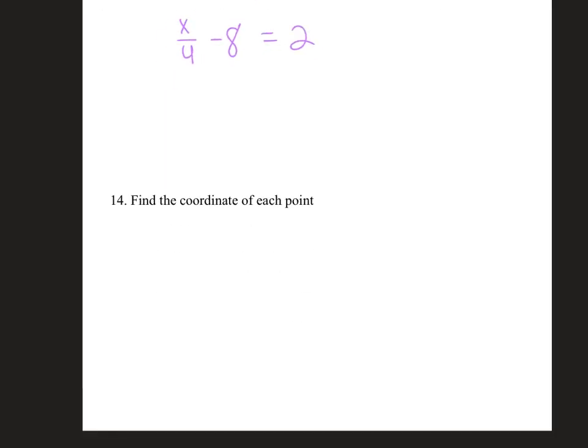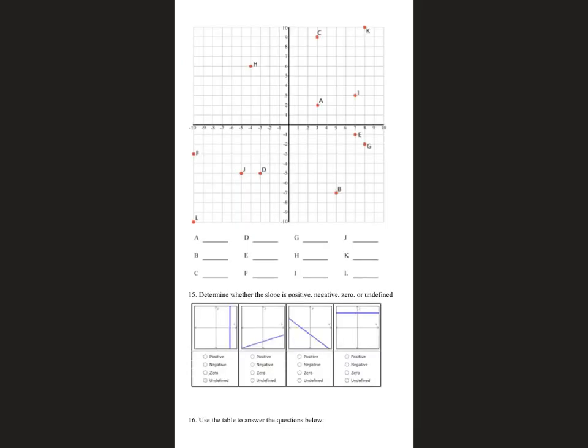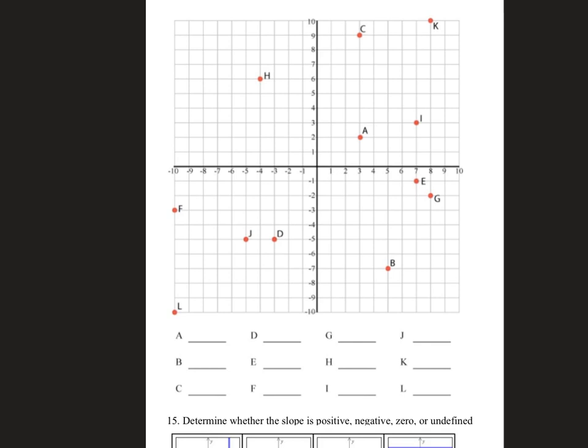Part 14, we're going to find the coordinate of each point. That's going to be on our next page. Remember, it's left or right, then up or down. So part A, I'm to the right 3, up 2. So my ordered pair is 3, 2. For B, I go over 5, down 7. So it's 5, -7. Remember, left or right, then up or down.